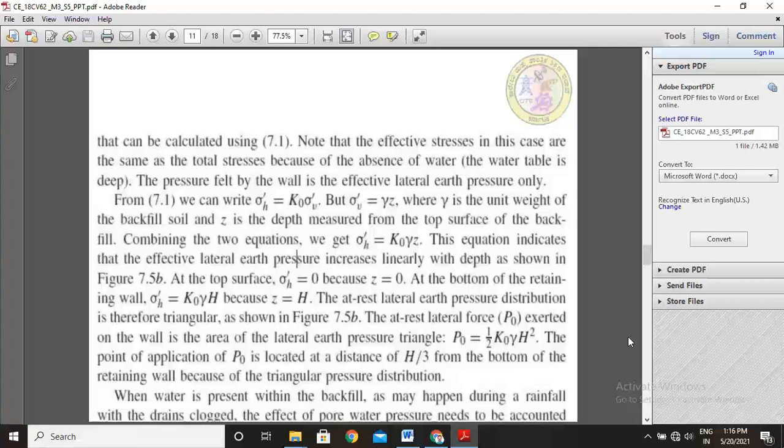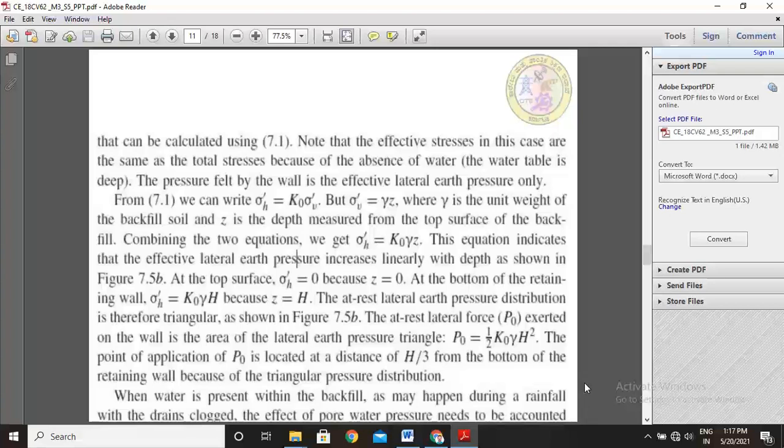The at rest lateral force P naught exerted on the wall is the area of the lateral earth pressure triangle, that is P naught equal to half into base into height. So here we calculate the area of the triangle, half into base into height, that is half into K naught gamma H into height H, meaning half K naught gamma H square. The point of application of P naught is located at a distance of H by 3, that is the CG of the triangle about the base, 1/3 of its height, from the bottom of the retaining wall, because of the triangular pressure distribution.